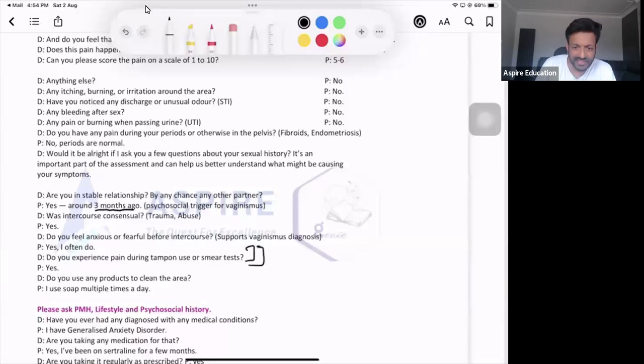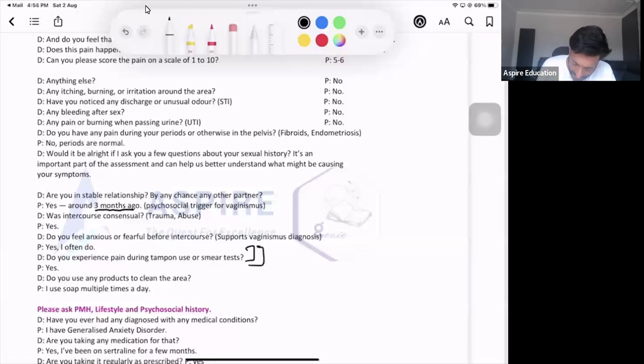But this patient says, not really. And I just started having pain just 3 months ago. Before that, everything was absolutely fine. Okay, so what changed 3 months ago? My partner, that's one thing. So the psychosocial trigger, that's very important as well.